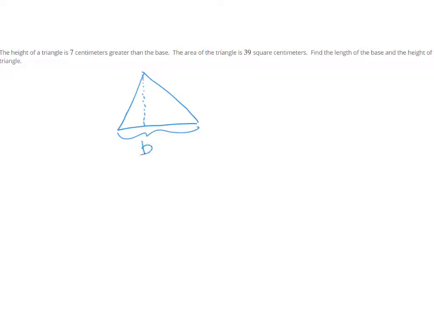I don't know what the base is. I'm just going to call it B for base. But what that would mean is that the height would be 7 more than that. So I'm going to call the height B plus 7. Now you do need to know your area formula for a triangle. It's probably on the formula sheet though, so you can always go back to it. You'll have that for the test. Okay, so let's fill in what we can. It says the area of the triangle is 39, so I already know the area equals 1/2. The base of my triangle is B, but the height of my triangle is B plus 7.